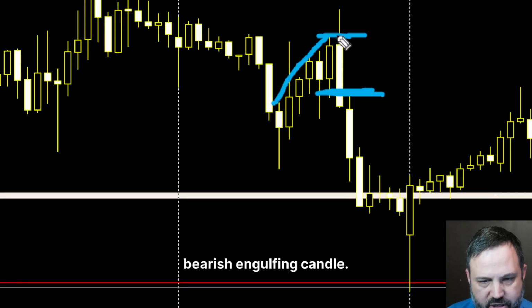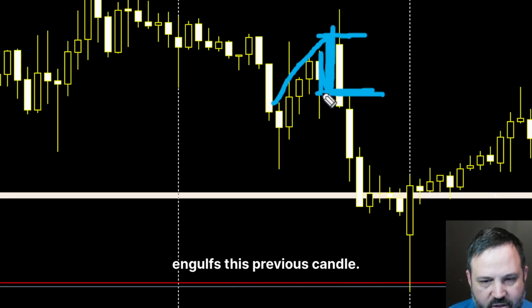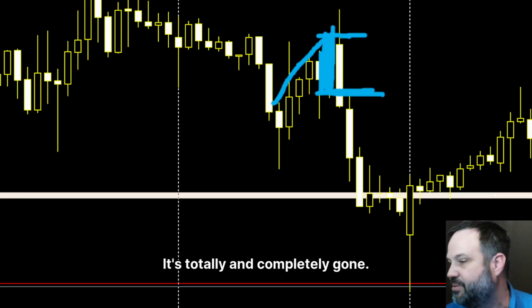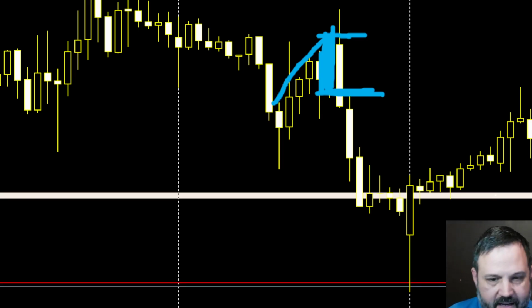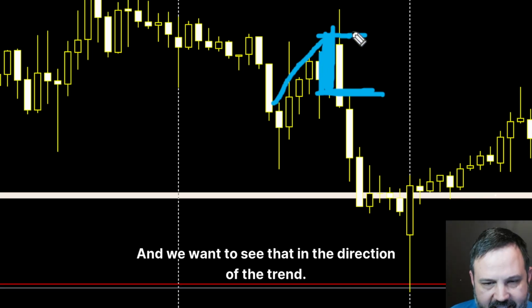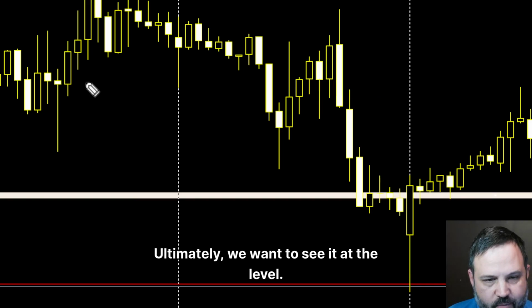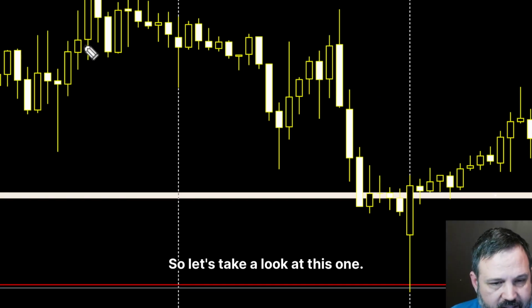This is a bearish engulfing candle, and the reason it's called engulfing is because the price action completely engulfs this previous candle. See that? It's totally and completely gone. Absolutely gone. Now, that's what we need to see, and we want to see that in the direction of the trend. Ultimately, we want to see it at the level. So let's take a look at this one.